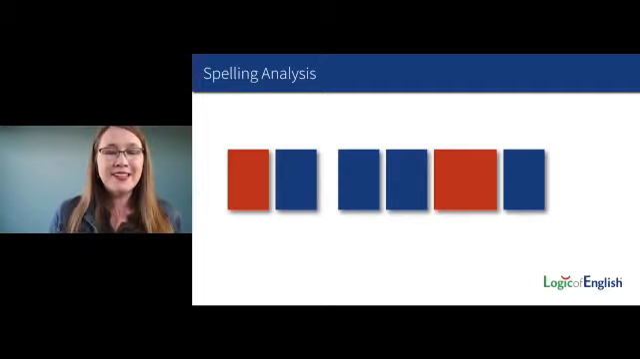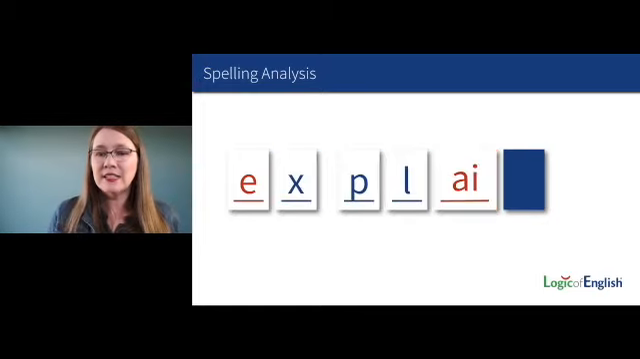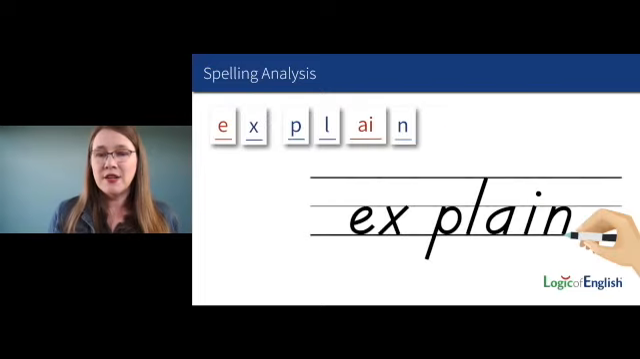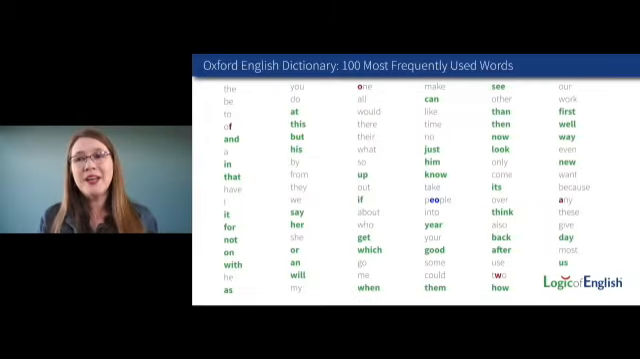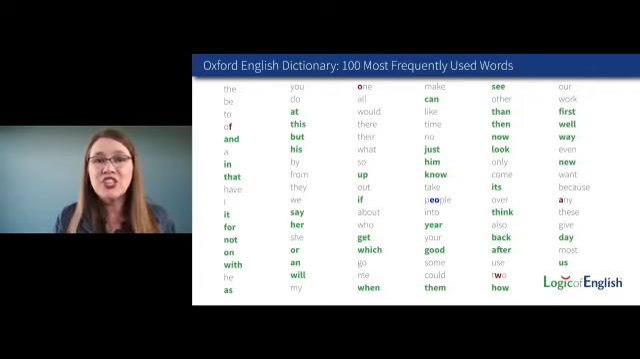And help me to write it. E, x, p, l, a, i, n. And how will we mark it? We'll underline the A. Let's read it. E, x, p, l, a, i, n. Explain. Great work.